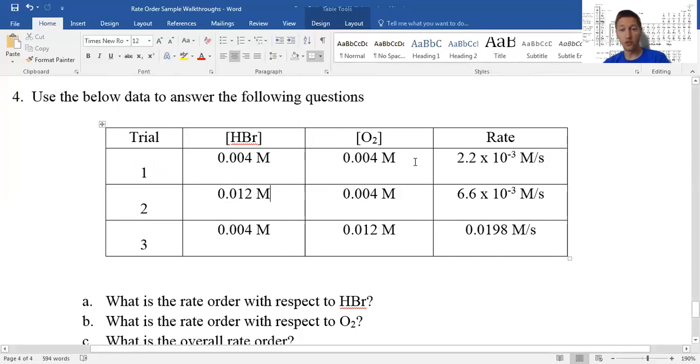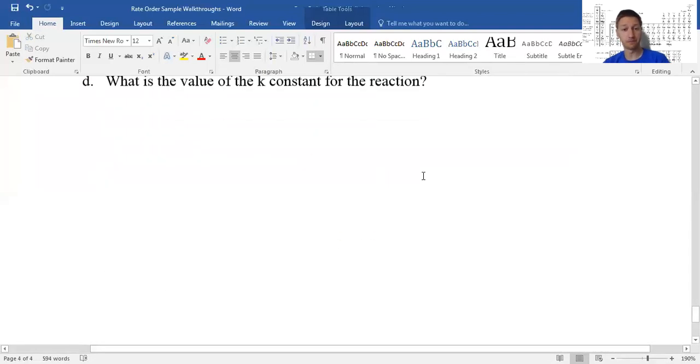All right, now for O2, how does it affect the rate? We're going to use trial 1 and 3 because from trial 1 to 3, we triple the oxygen and we don't change HBr. So this is a fair trial for oxygen. When we tripled this thing, this didn't triple, it went up by more than triple. If you plug this in your calculator, 0.0198 divided by 2.2 times 10 to the negative third, you'll find that it's 9. So when we tripled this, this went up by a factor of 9. 3 squared is 9, therefore oxygen is second order. But again, in this class, because we know it's more than proportional, it's going to be second order.